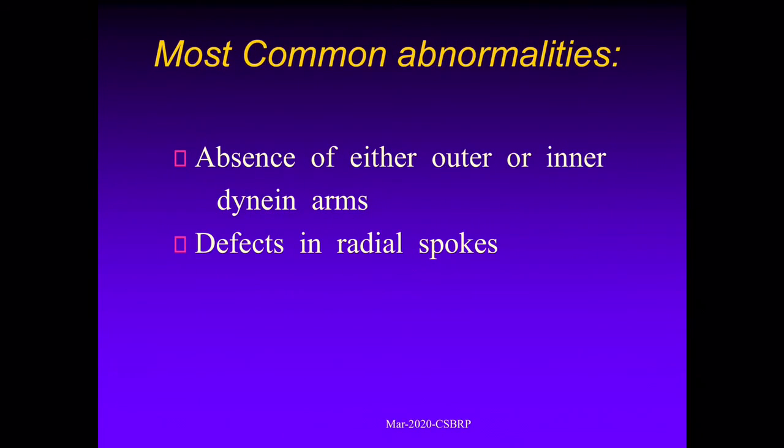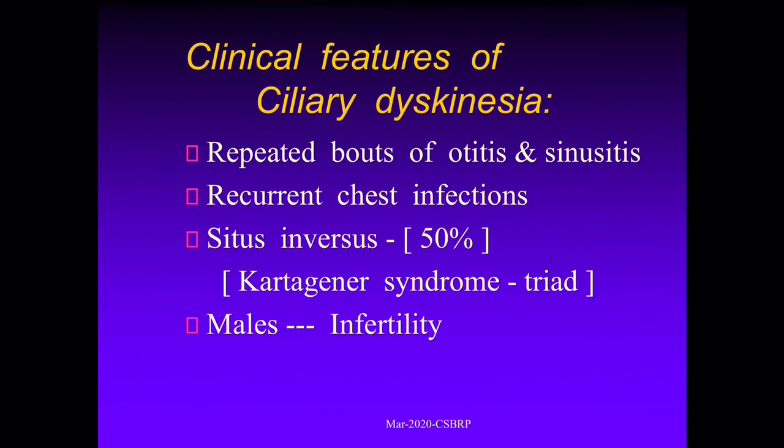So the most common abnormalities in the case of immotile cilia syndrome or ciliary dyskinesia syndrome are the absence of either outer or inner dynein arms and defects in radial spokes. And the clinical features of ciliary dyskinesia: they suffer from repeated bouts of otitis and sinusitis and recurrent attacks of chest infection, and they may have situs inversus in 50% of the cases. And if the person is male, they may be suffering from infertility too.